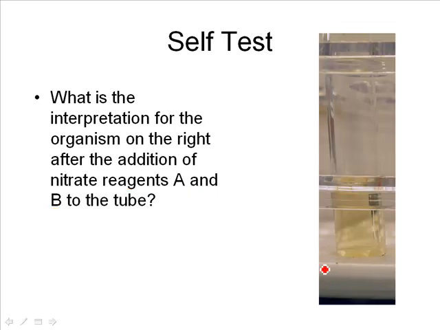Now let's look at the second tube. Again, what have we added? We've added reagents A and B. What is the interpretation for the organism on the right? You see, this is the trick question, if you will. There are two possibilities here. All right? Here's the first possibility. If it did not turn red, clearly that means there is no nitrite available.